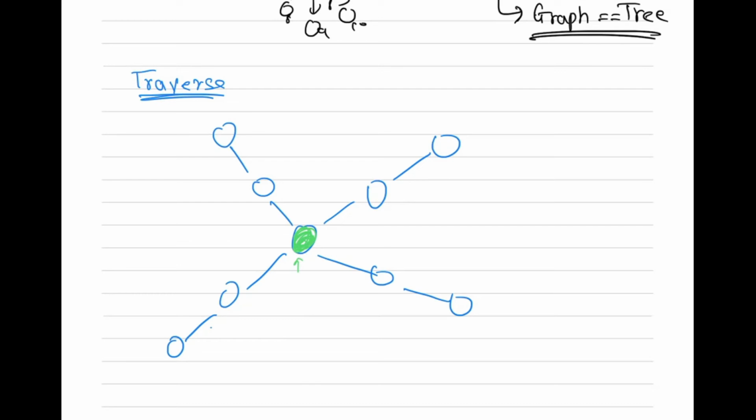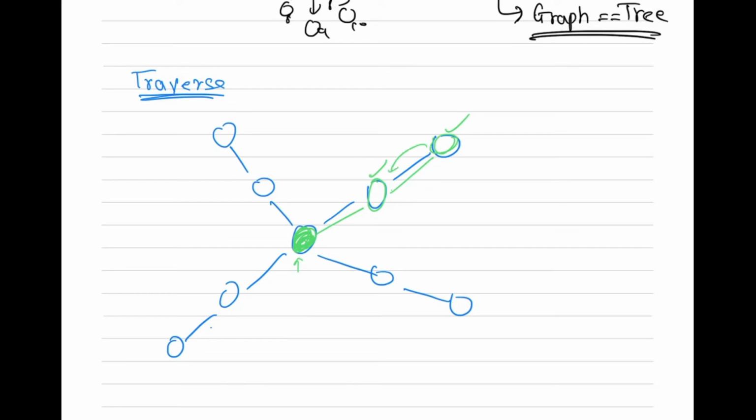The first way is to reach out to a node from the starting point, and then again do the same with that node. So I reach out to here, from here to here. Then now I cannot reach out to any new node, so I come back.